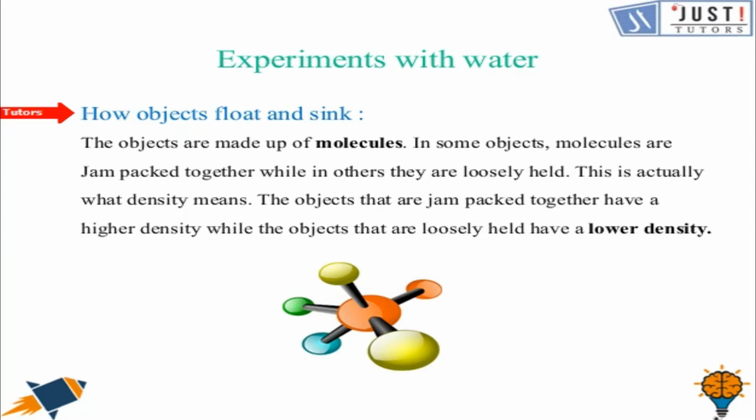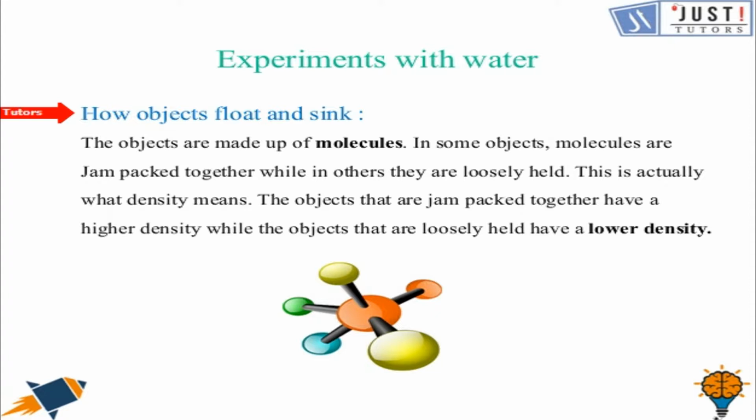How objects float and sink. The objects are made up of molecules. In some objects, molecules are jam-packed together, while in others, they are loosely held. This is actually what density means. The objects that are jam-packed together have a higher density, and those which are loose have a lower density. So objects with lower density float, and objects with higher density sink.